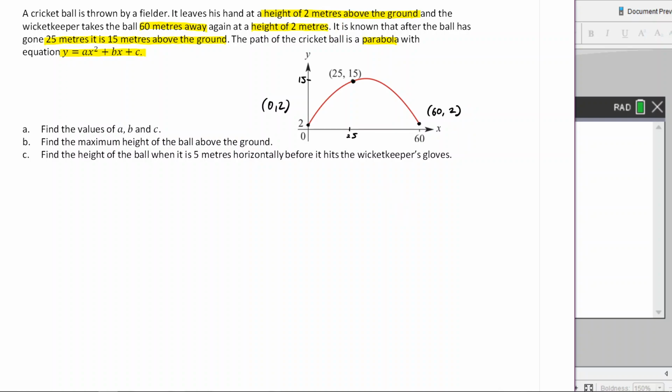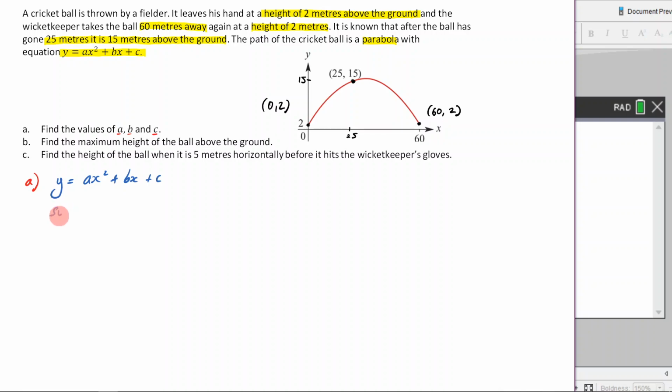What I want to do first is I want to find the values of A, B, and C. So this is part A. I want to find the values of A, B, and C. Let's begin by writing down the equation that they've given us. y is equal to ax squared plus bx plus c. Now what we're going to do is we're going to sub in each of these points and create some equations.